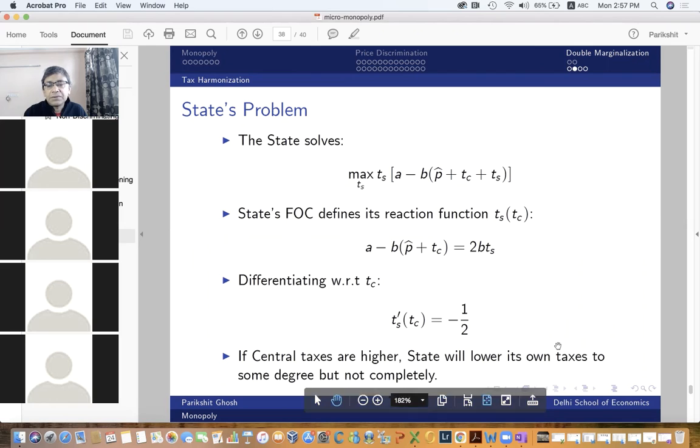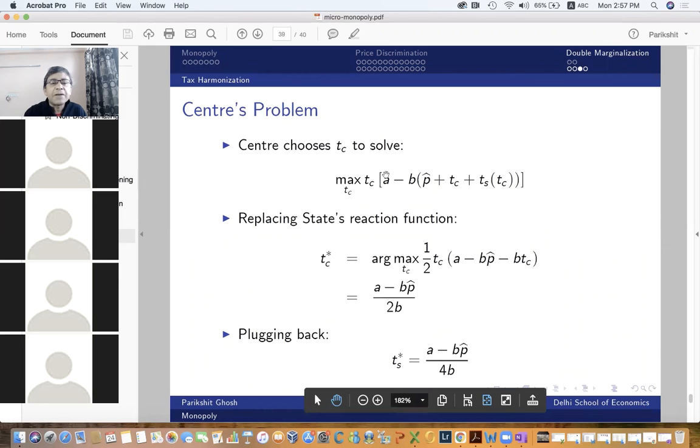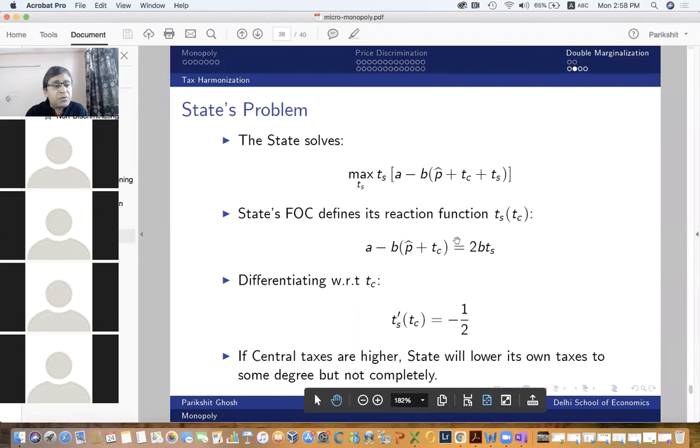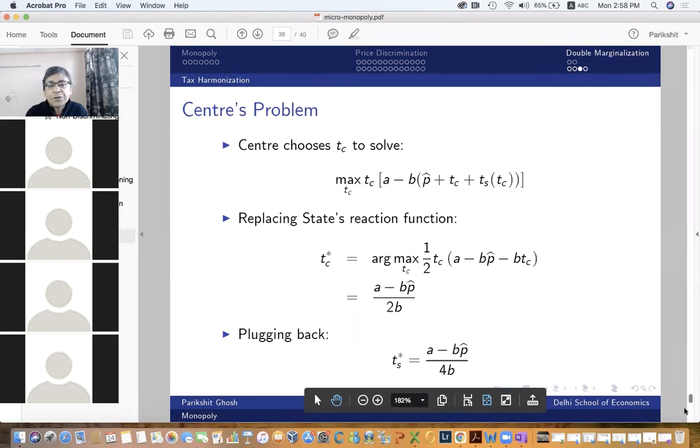Okay, now we know the state's reaction function. Now let's go back a step and look at the center's problem. And so the center has a very astute finance minister. The finance minister figures out, for whatever tax rate she chooses, what the response of the state is going to be, right? So the center is aware of this reaction function. So the center's choice of tax rate takes into account that the state will respond to the center's choice in a particular way.